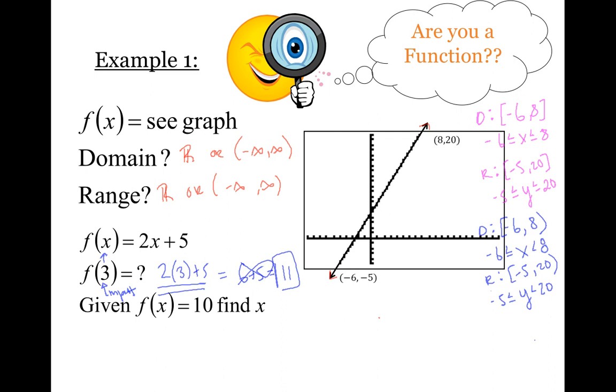Same thing here. Given f of x equals 10, so I know that the result of f of x is 10, find x. So I'm going to show that setup. I'm going to solve it. 2x equals 5. So x is going to be 5/2 or 2.5. I like fractions. Amazing.